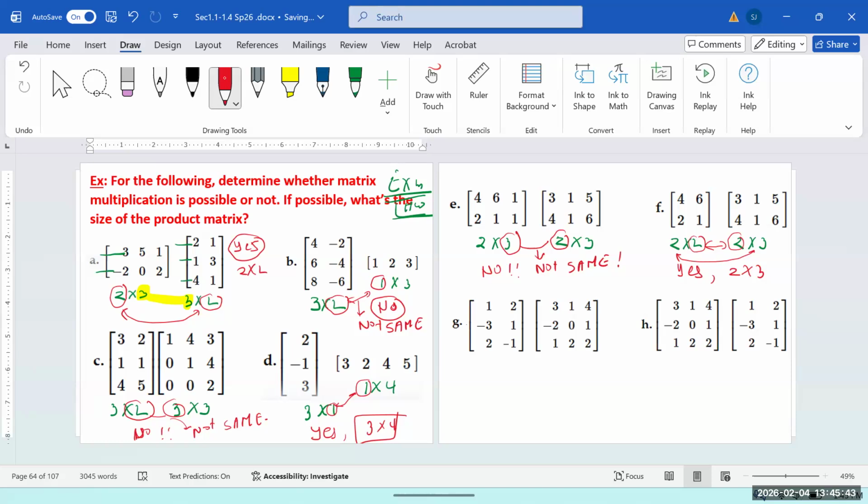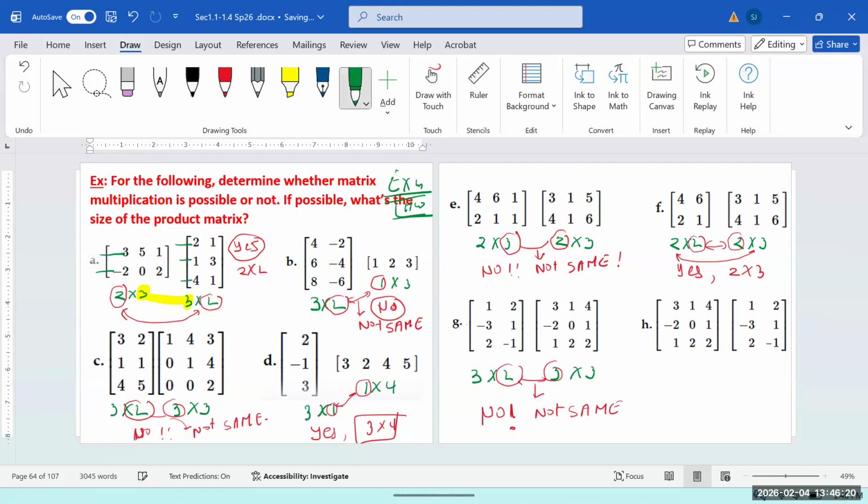Jalori. And then Mohammed, the last one. For G, it would be 3 times 2, 3 by 2 and 3 by 3. So can we multiply these two? No, because 2 and 3 are not the same. Perfect. 2 and 3, not same. Good job.